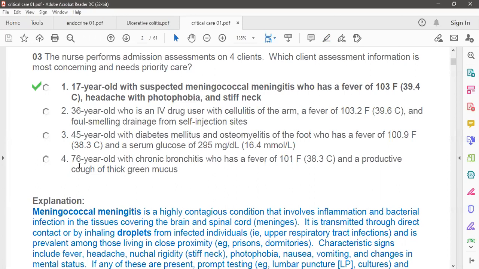Patient number 4 is 76 years old with chronic bronchitis and a fever as well, 101. But numbers 1 and 2 are at 103, a super high temperature. This patient produces cough and thick green mucus. Number 4 is also important, but the patient will not die within a minute. So you have to take primary measures for the patient whose brain is involved: meningococcal meningitis.